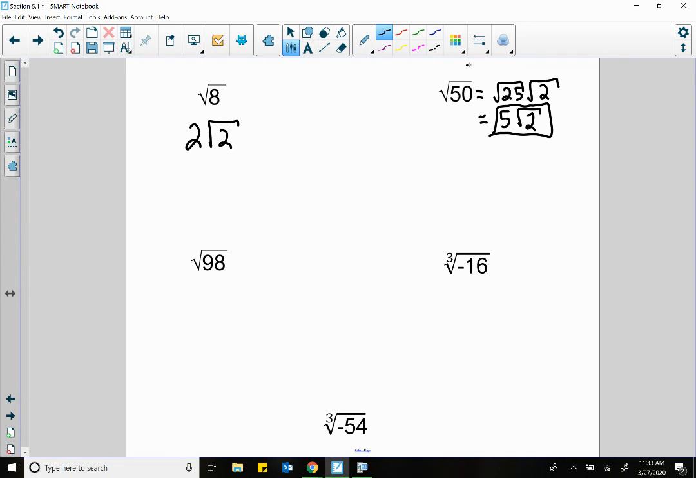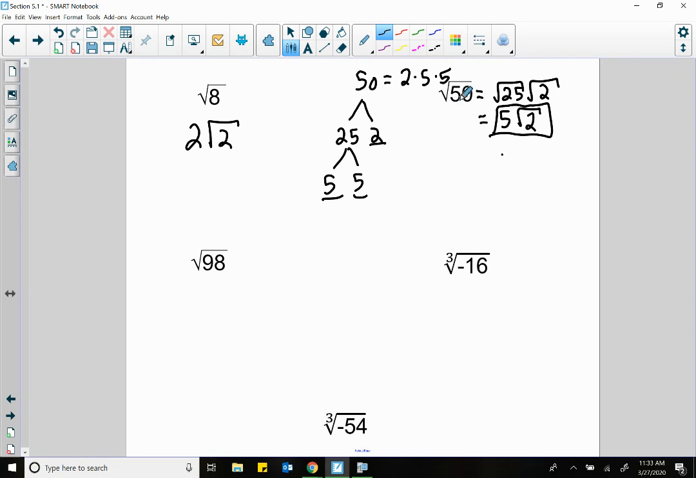If we did the tree diagram, so what times what gives me 50? Well, 25 and 2. You could have also used 10 and 5. That would have been fine. You just got to break it down into its primes. So 2 is prime, 25 is not. 25 is made up of 5 times 5, and the 5s are prime. So 50 is 2 times 5 times 5.